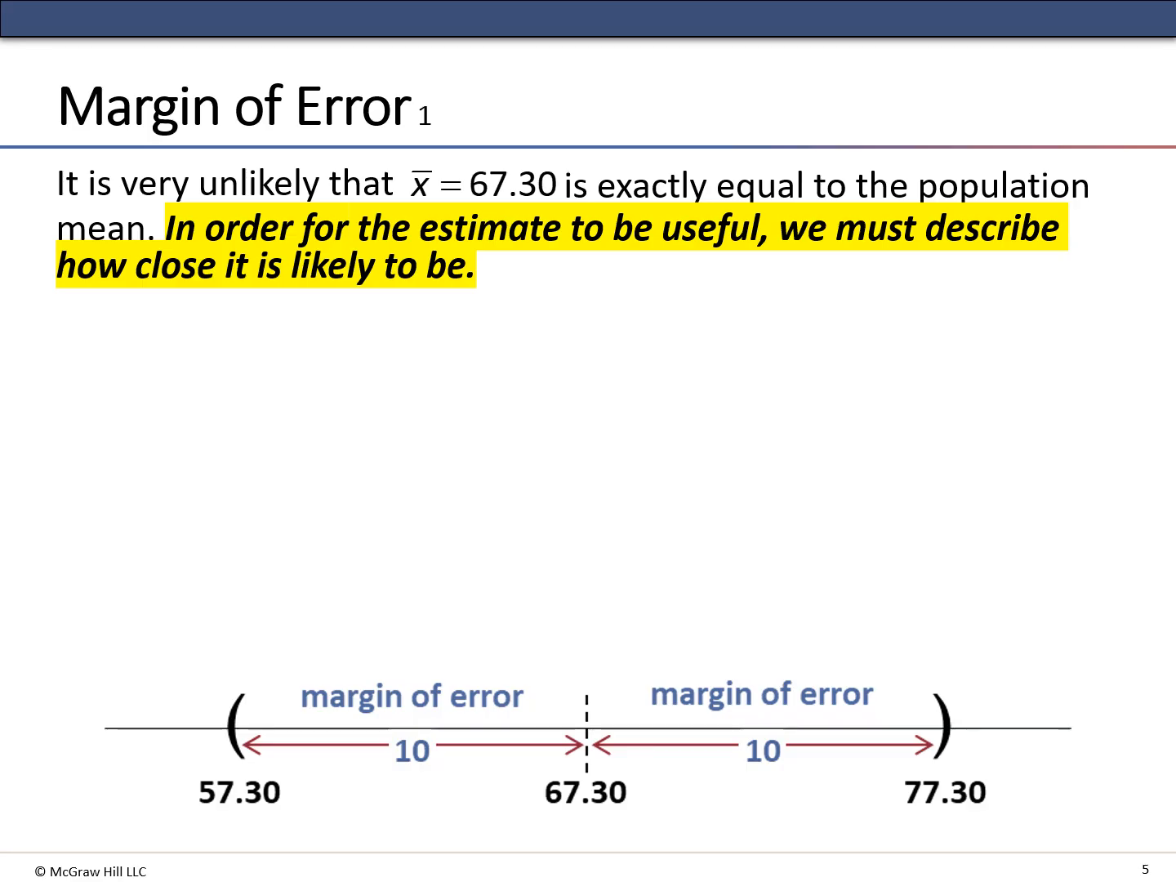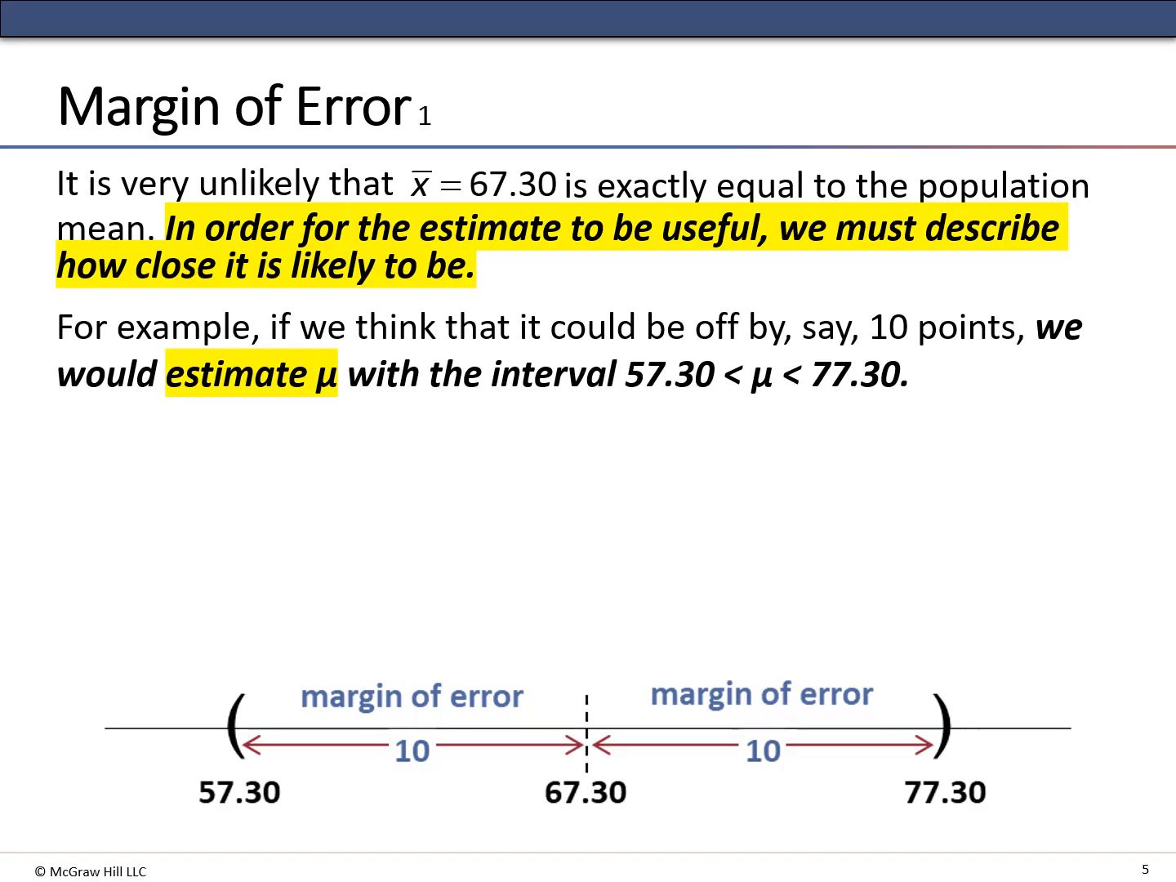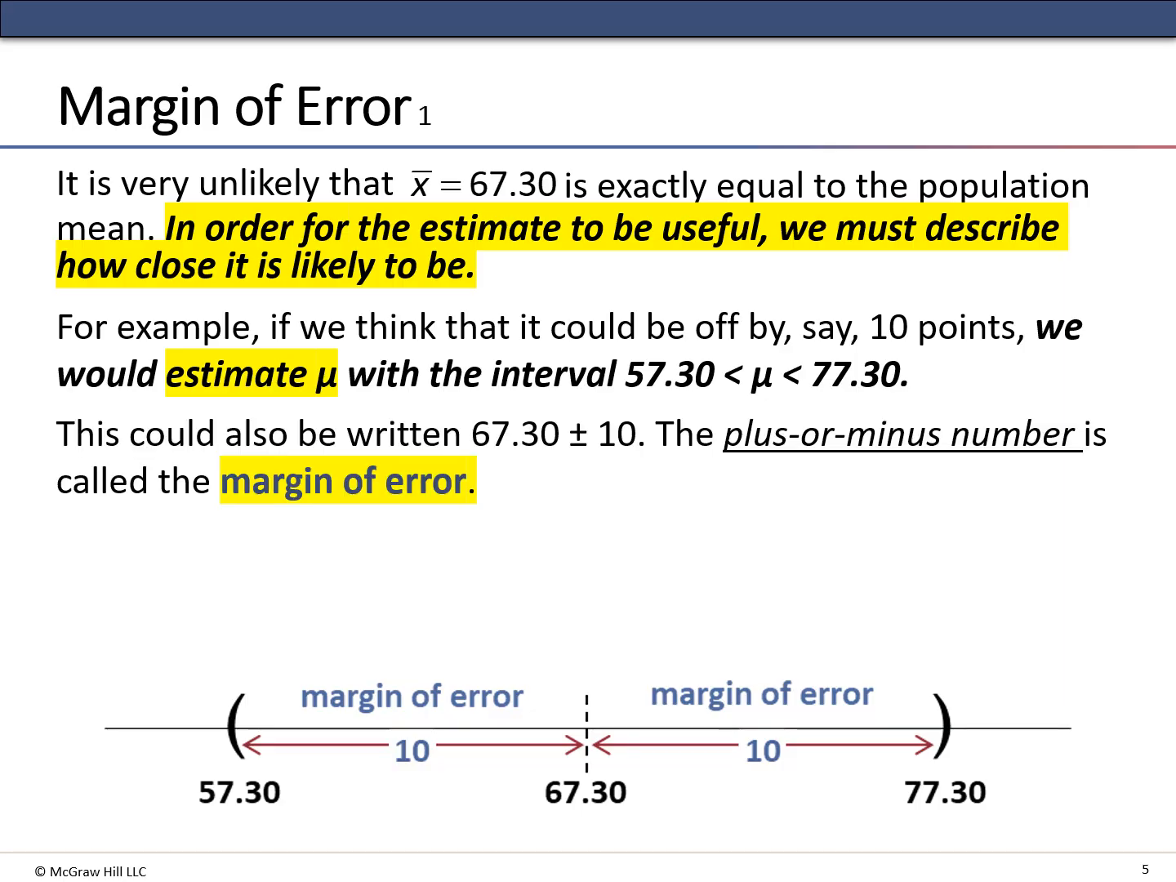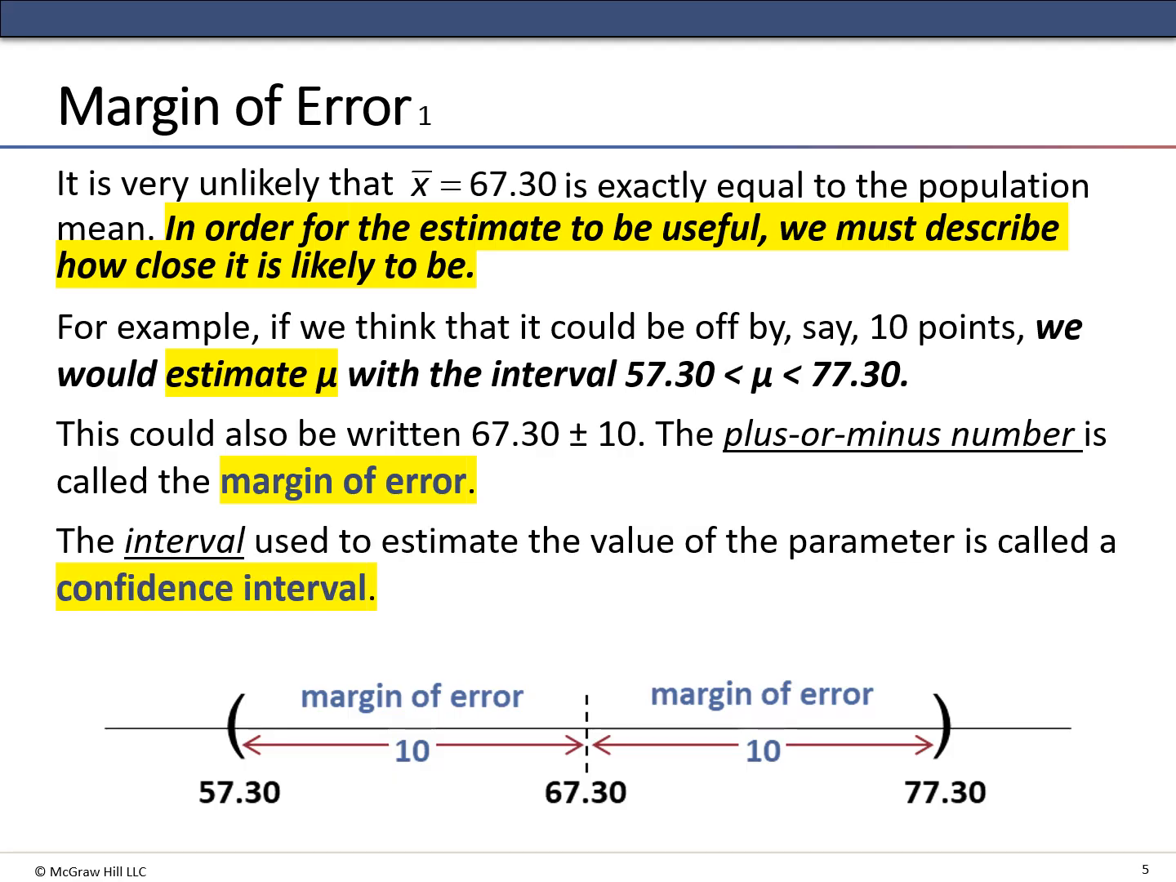In order for the estimate to be useful, we must decide how close it is likely to be. For example, if we think that it could be off, say, 10 points, we would estimate the population average would be in the interval between 57.3 and 77.3, plus or minus 10 points. This can also be written as 67.3 plus or minus 10, and this plus or minus number is called the margin of error. The interval used to estimate the value of the parameter is called a confidence interval.